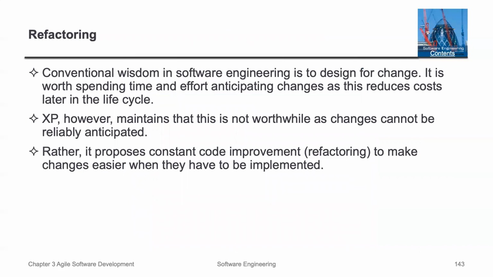Now let's talk about refactoring. So conventional wisdom in software engineering is to design for change. It is worth spending time and effort anticipating changes as this reduces costs later in the life cycle. Extreme programming, however, maintains that this is not worthwhile as changes cannot be reliably anticipated. Rather, it proposes constant code improvements, that is refactoring, to make changes easier when they have to be implemented.